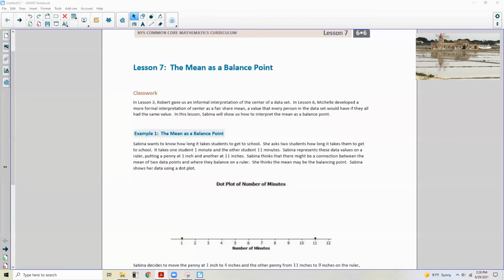Okay, lesson 7, the mean as a balance point. Classwork. In lesson 3, Robert gave us an informal interpretation of the center of a data set. In lesson 6, Michelle developed a more formal interpretation of center as a fair share mean, a value that every person in the data set would have if they all had the same value. In this lesson, Sabina will show us how to interpret the mean as a balance point.